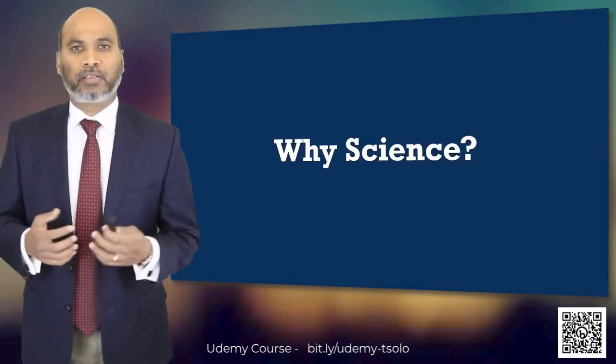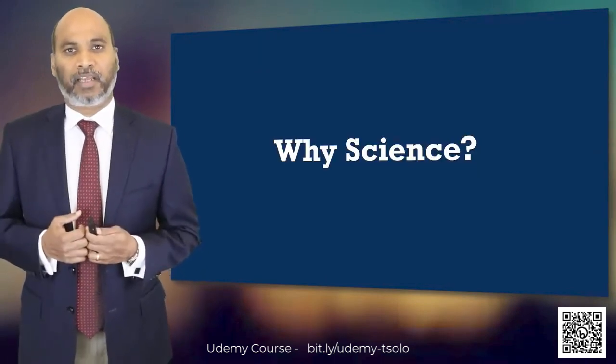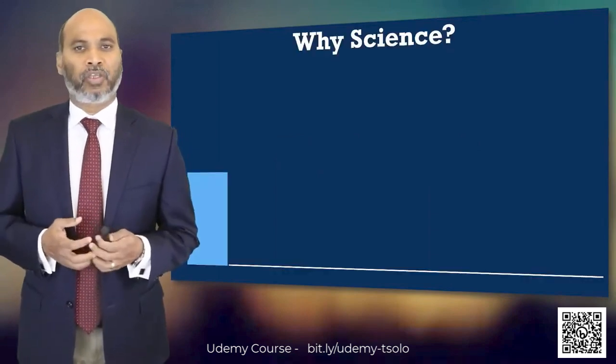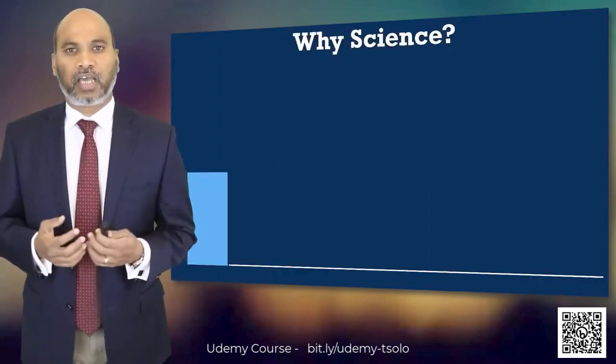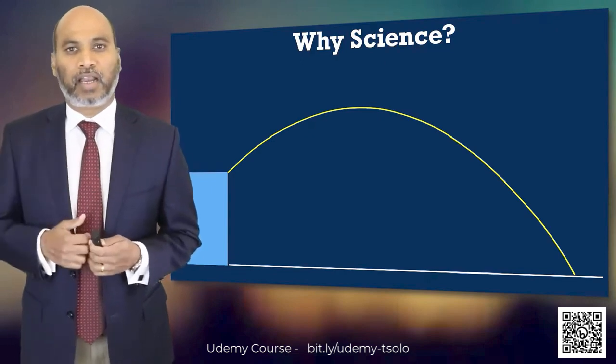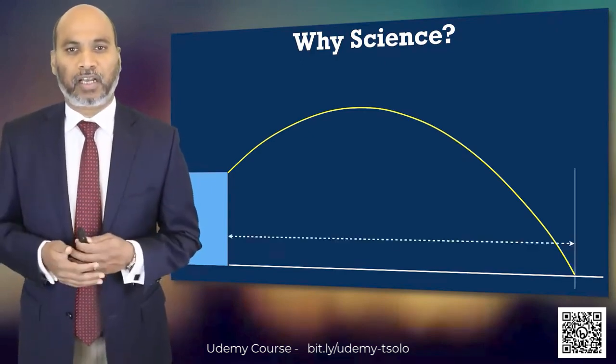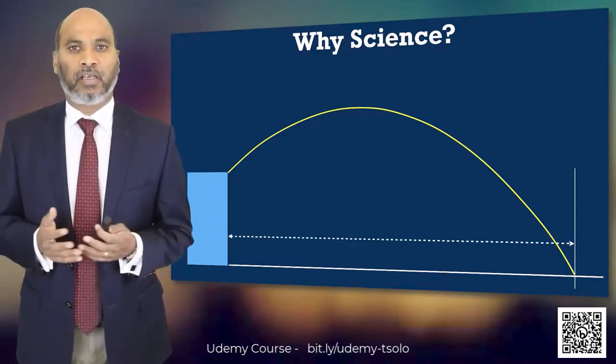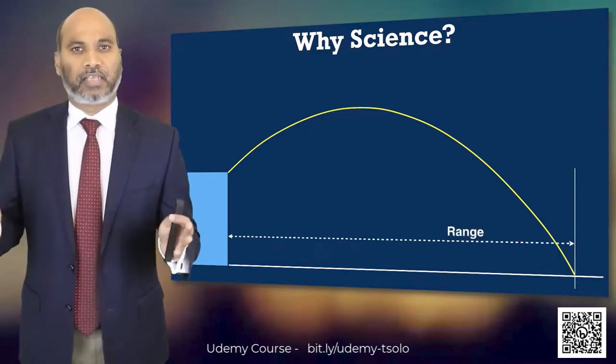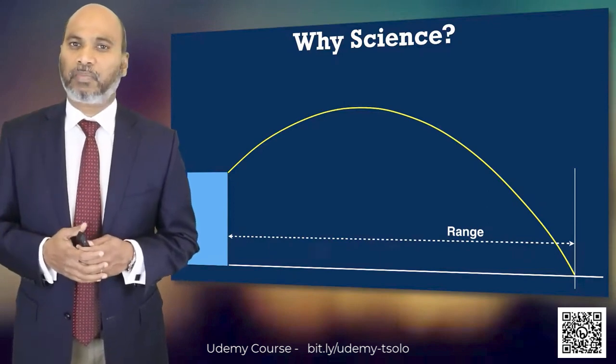So why am I talking about science here? The reason is this, simply that, let's take this example. If you're on a tower trying to throw a projectile and that goes like this, as shown here in this figure, that's the path of the projectile. You want to maximize the range. Well, let's call it range. That's the distance that it travels. You want to maximize that.